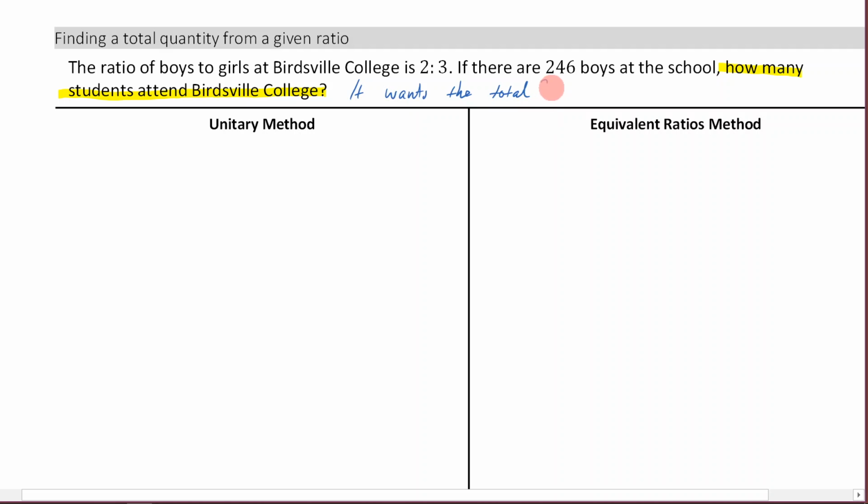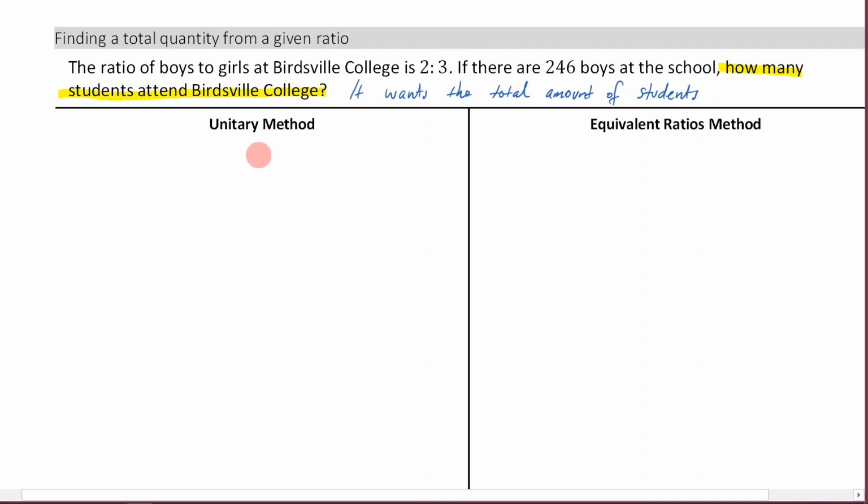So how are we going to do it? It wants the total. That's what this question is after. It's after the total amount of students. I might even write that. It wants the total amount of students. That is what the question is asking for.